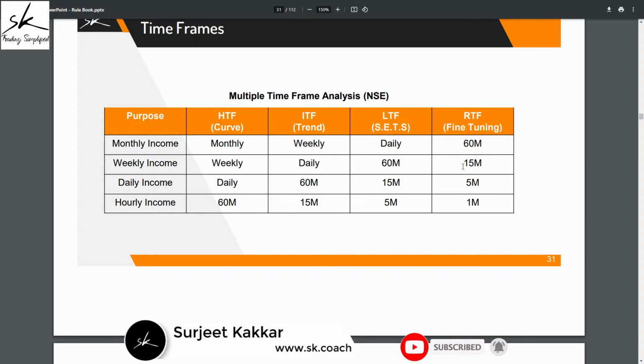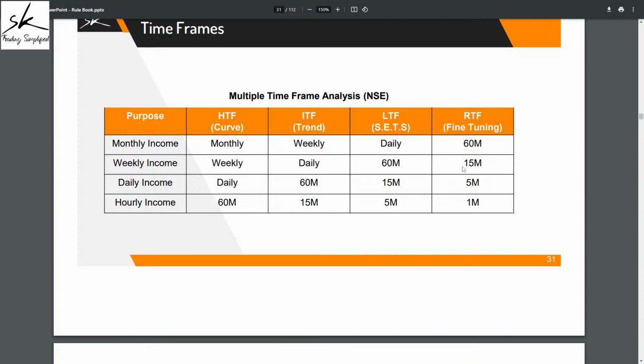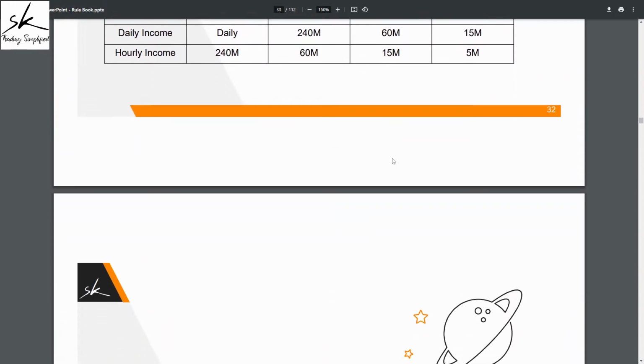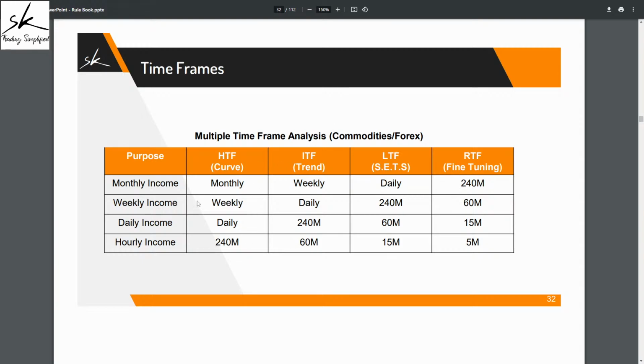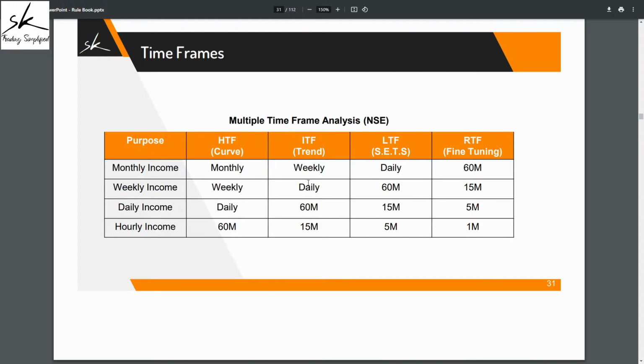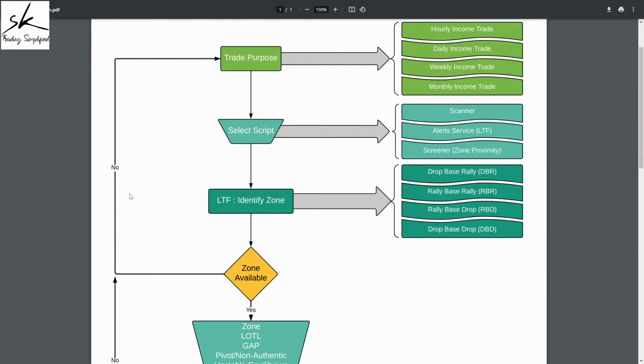Now again, I'll add that this particular table is for the NSE market, which is open for a short duration, 6 hours and 15 minutes. But when you're trading markets which are open for longer durations, like commodities, forex, cryptos, or even international markets, then you can look into this table for your time frames. So yes, I opted for weekly income as my trade purpose. I got to know my time frames, which will be weekly, daily, 60 and 15. So my challenge number 1 is taken care of. I know what time frames I'll be using. I know what the purpose of each and every time frame is.